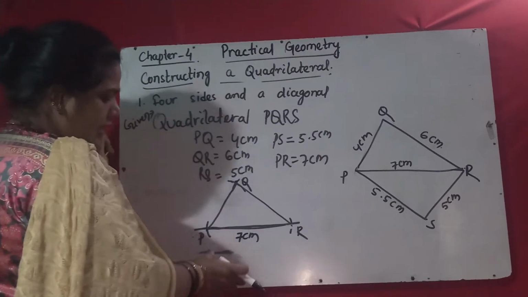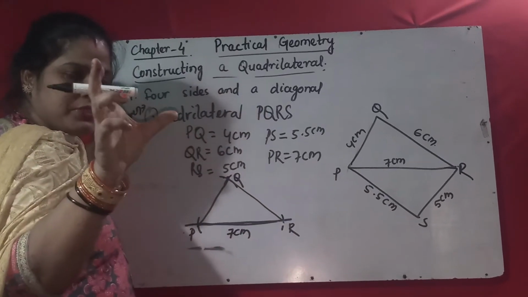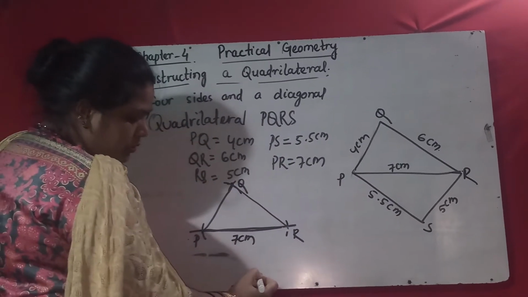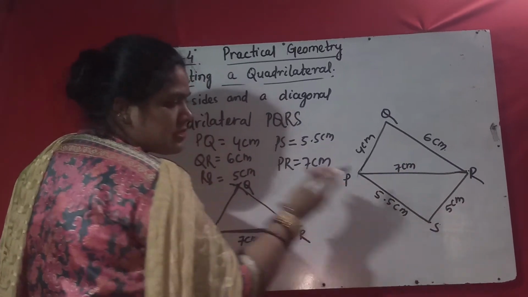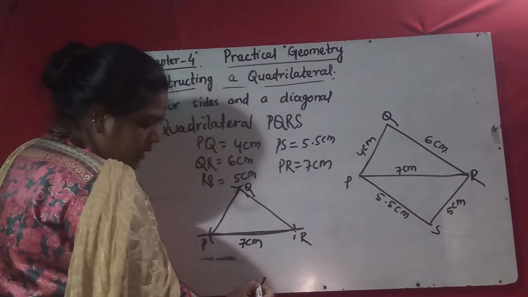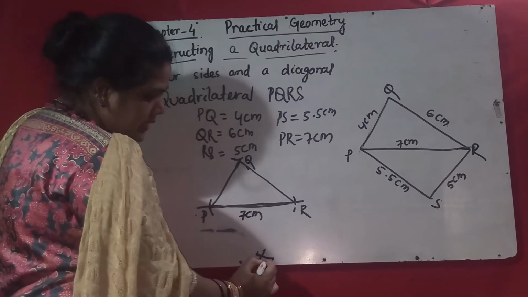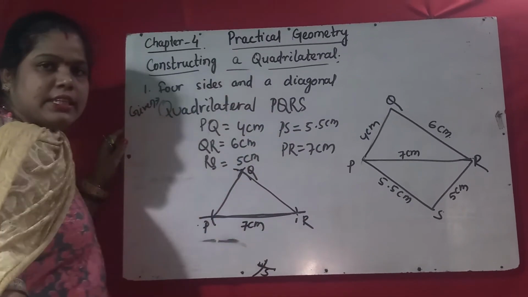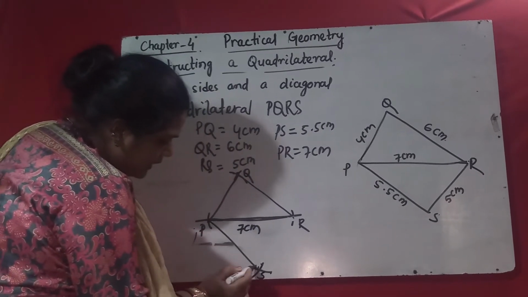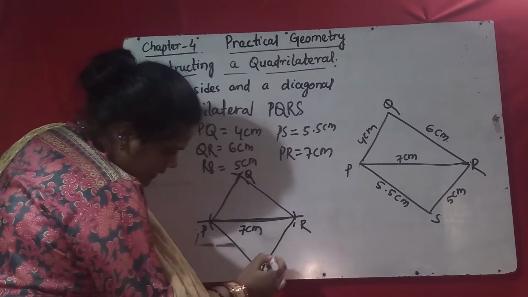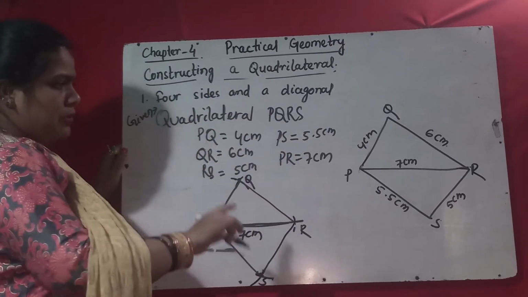Then again on this side, PS is 5.5 cm. Again you take 5.5 cm from the scale and draw an arc. Then again R to S is 5 cm. Draw another arc from R to S, 5 cm. Then where they meet, you get a point, that is S. Join PS, then RS. This is what you get, the construction PQRS.